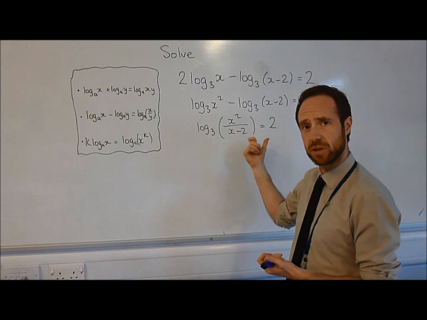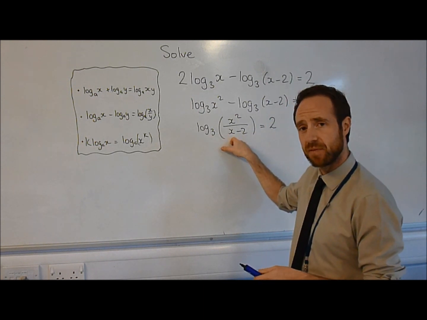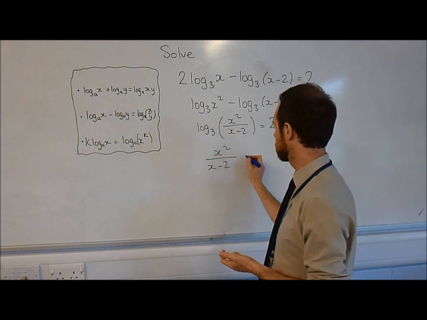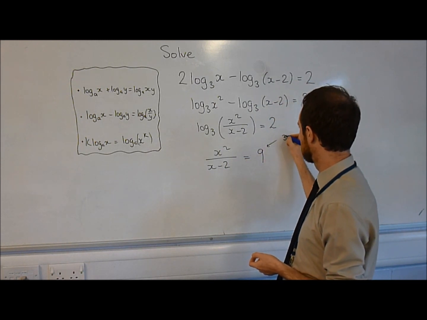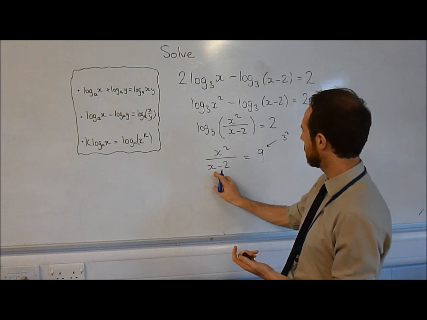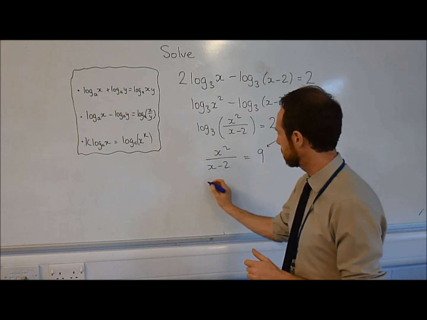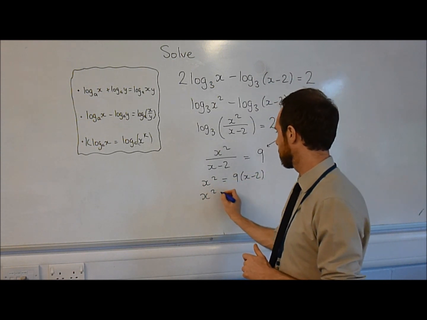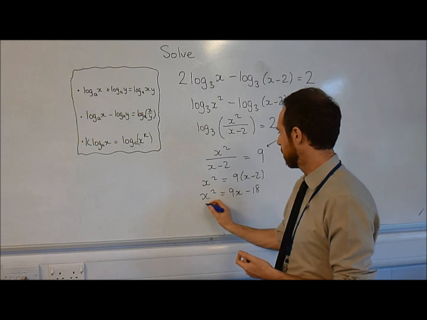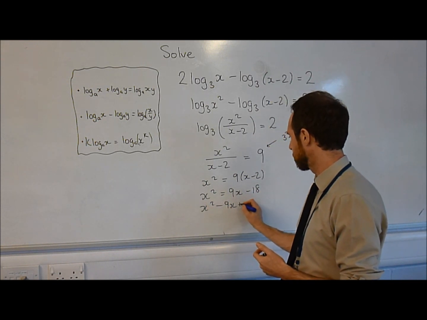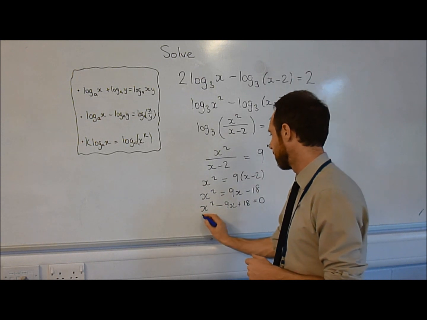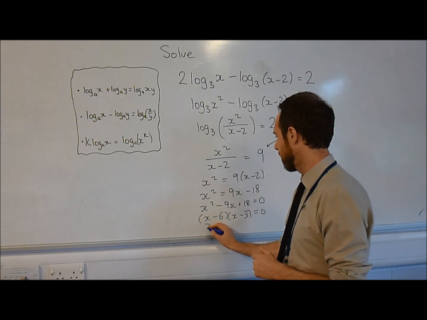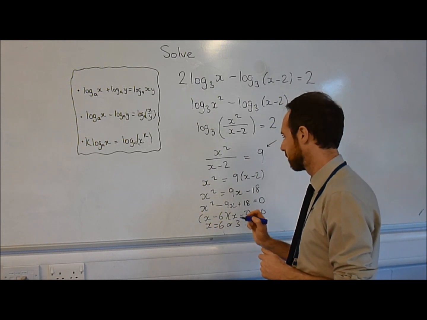Well, what is 3 to the power 2? That's 9, and so that must have the same value as 9. Well, to show that, we just write down x squared over x minus 2 equals 9. And that's because that is 3 squared. What can we do here? We've got to rearrange this to make it quadratic. So we get x squared equals 9 lots of x minus 2. So we get x squared equals 9x minus 18. Rearrange it, x squared minus 9x plus 18 equals 0. And factorise, I'll make that x minus 6 and x minus 3. So x equals 6 or 3, done.